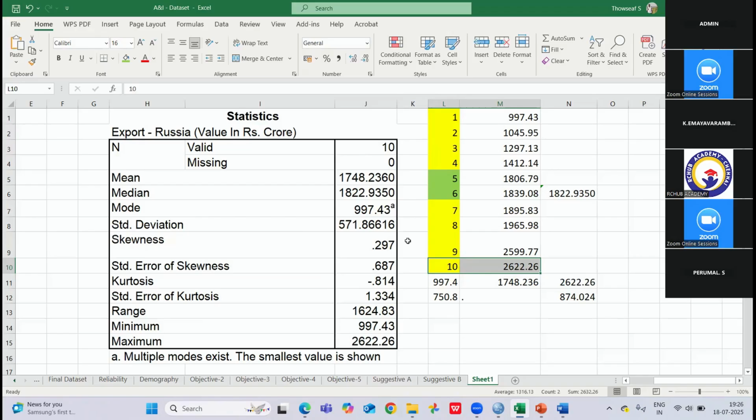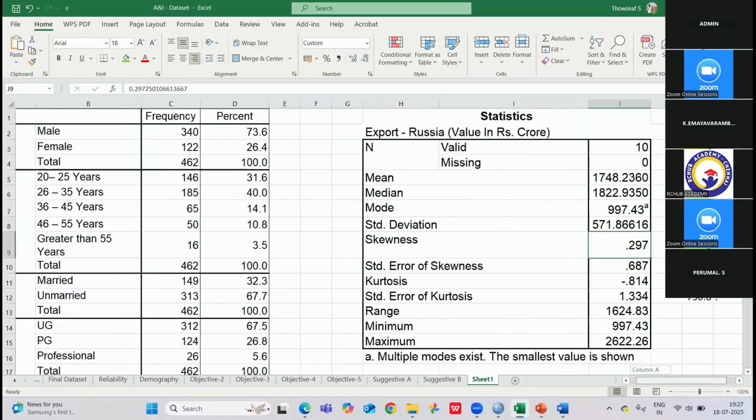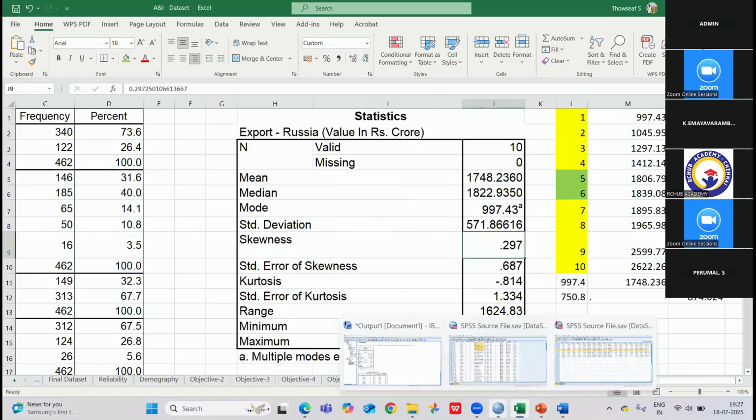So this is how you have to write the interpretation. You have to discuss, and the export values are normally distributed. If the value is above the limit with respect to kurtosis and skewness, at that point you have to say that the data are not normally distributed. As simple as this. So this is how you have to write the descriptive statistics. So I have explained to you how to write a percentage analysis and how to write descriptive statistics. Now let's move on to how to perform a cross tabulation.